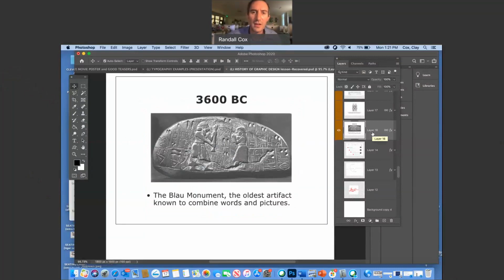3,600 years BC. This is the oldest artifact, at least at the time, known to combine both pictures and words. There may have been some before that, maybe. It's the earliest that we know of. So that would have been roughly, I don't know, 6,000-ish years ago. That have both pictures and words, maybe a little more than 5,000 years ago.